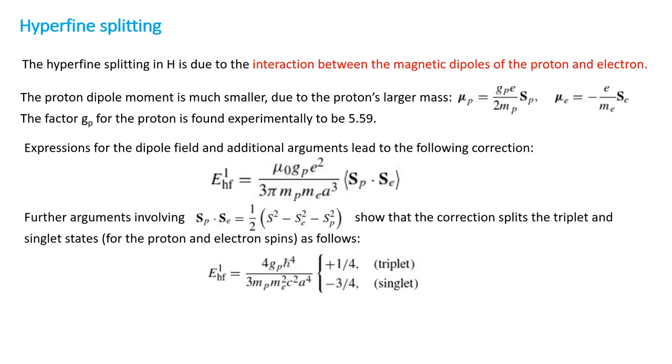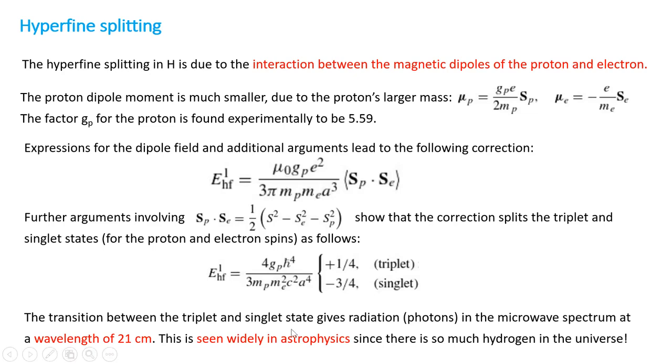Okay, so what's the significance of that? Well, there can be a transition between two energy levels which are split. If something gets up into the triplet state, it can fall down into the lower energy singlet state and give off a photon of radiation in the microwave spectrum. It turns out the energy is in the microwave spectrum at a wavelength of 21 centimeters. And this wavelength of 21 centimeters is actually seen widely in astrophysics. All through the universe, we see this microwave wavelength of 21 centimeters. It plays a prominent role in the radiation from galaxies and astrophysics. Since there's so much hydrogen in the universe, it's a very important spectral line.